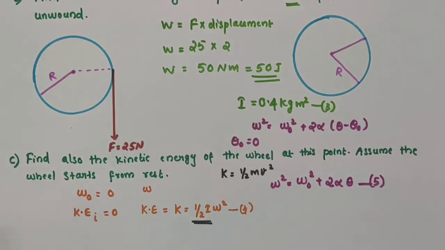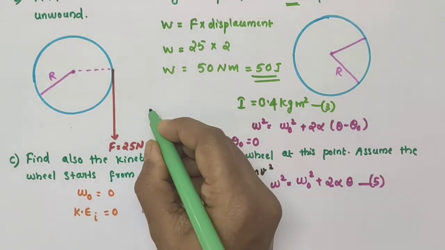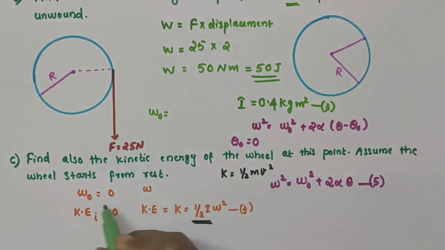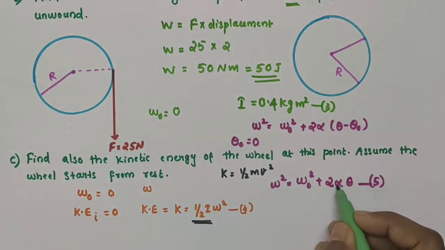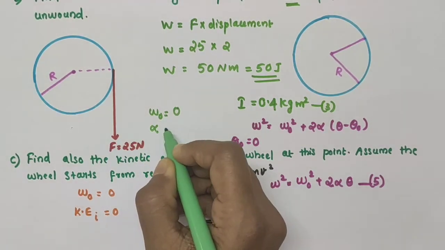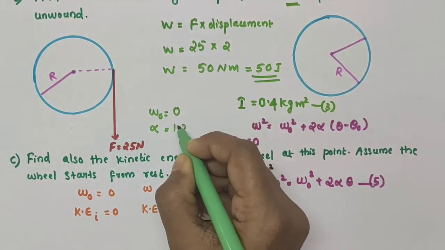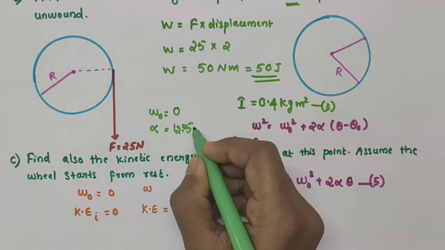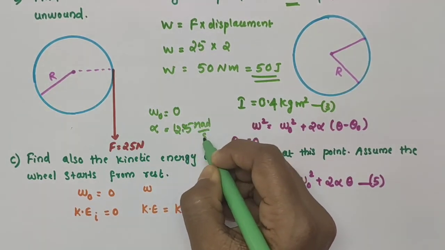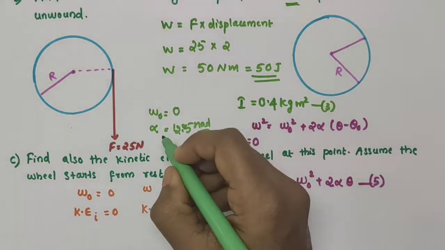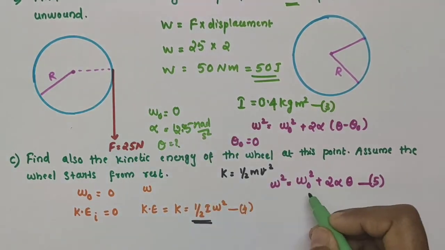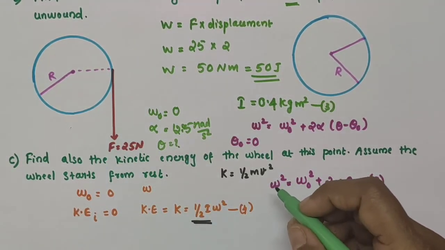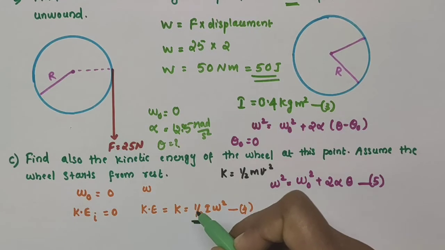Here, omega 0 is equal to 0. Then alpha, the angular acceleration that we have already calculated, we got as 12.5 radian per second square. So we want to know this theta, then only will we be able to calculate this omega square, and then only will we be able to calculate K is equal to half I omega square.